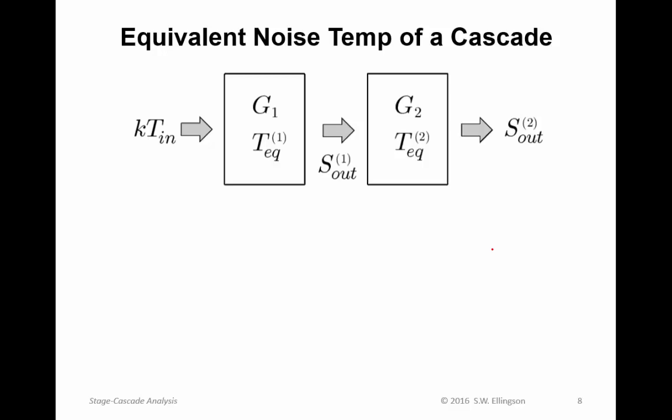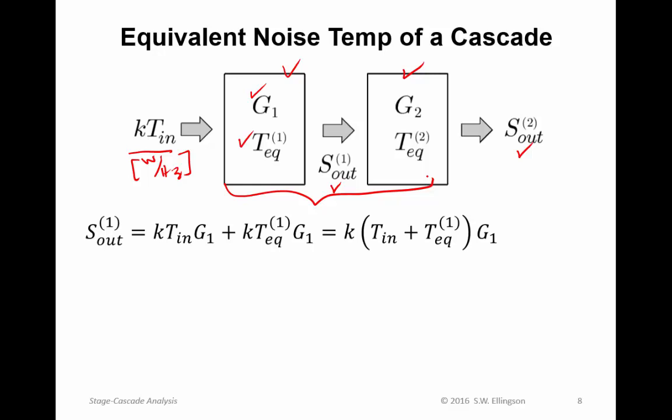Now we'd like to do a similar thing for noise temperature and subsequently noise figure. So here's a cascade of two ports. They're each described in terms of a gain and an equivalent noise temperature. And I apply a power spectral density to the input. This is something that would have units of watts per hertz. And I get a power spectral density out of the first two-port, and then subsequently a power spectral density out of the second two-port. And I would like to know what these things are, and then I would like to know how to compute the overall equivalent noise temperature.